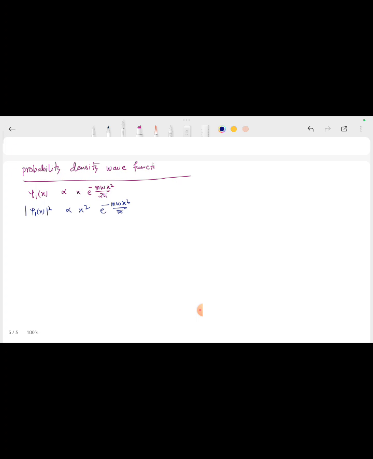Similarly, at x equals plus root under h cut upon m omega, we get the maximum value, and at minus root under h cut upon m omega, we get the maximum value again. For both cases we get a positive value because here it is x square, right? So it's very easy.